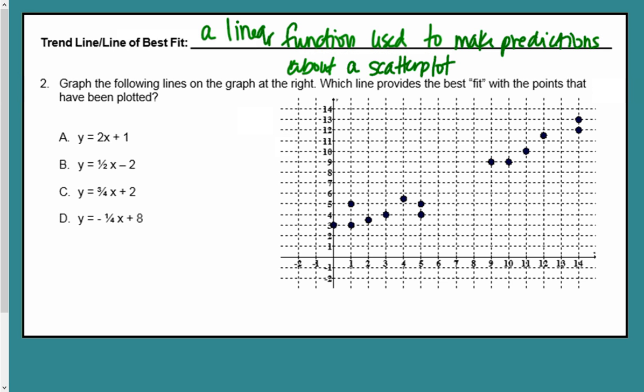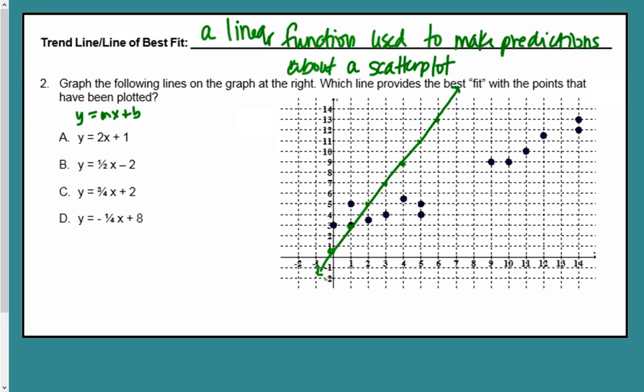So number 2 says graph the following lines on the graph at the right and determine which line provides the best fit with the points that have been plotted. So letter A says y equals 2x plus 1. Throwing it back here, this is y equals mx plus b, slope-intercept form. So I'm going to start with my y-intercept of 1, pretend that's on the 1, and my slope is 2. So up 2 over 1, up 2 over 1. I'm drawing this line. Okay. Does that look like it follows the general pattern of the points on this graph? I would say no, not so much. It's way too steep, right?